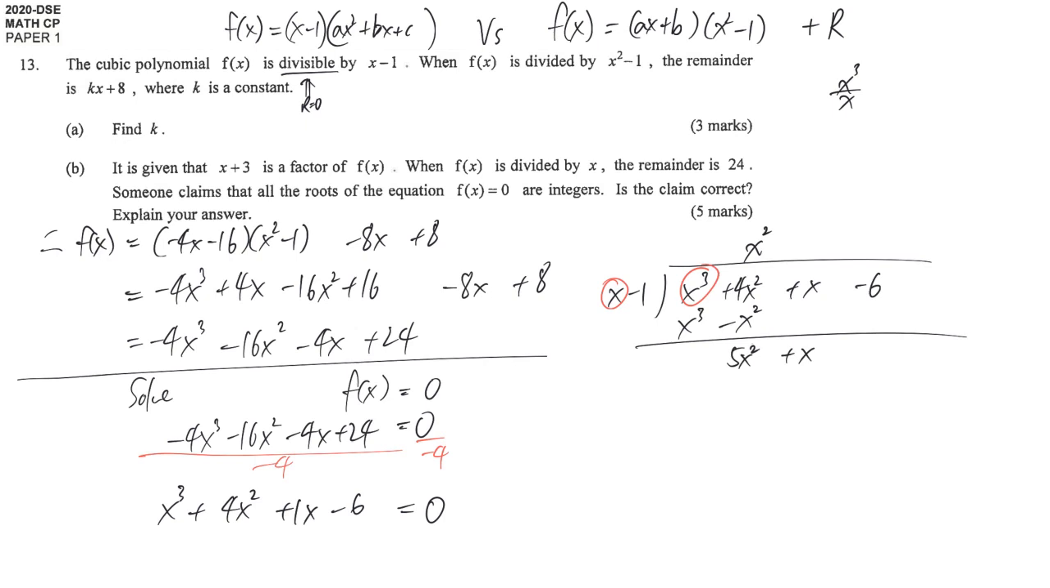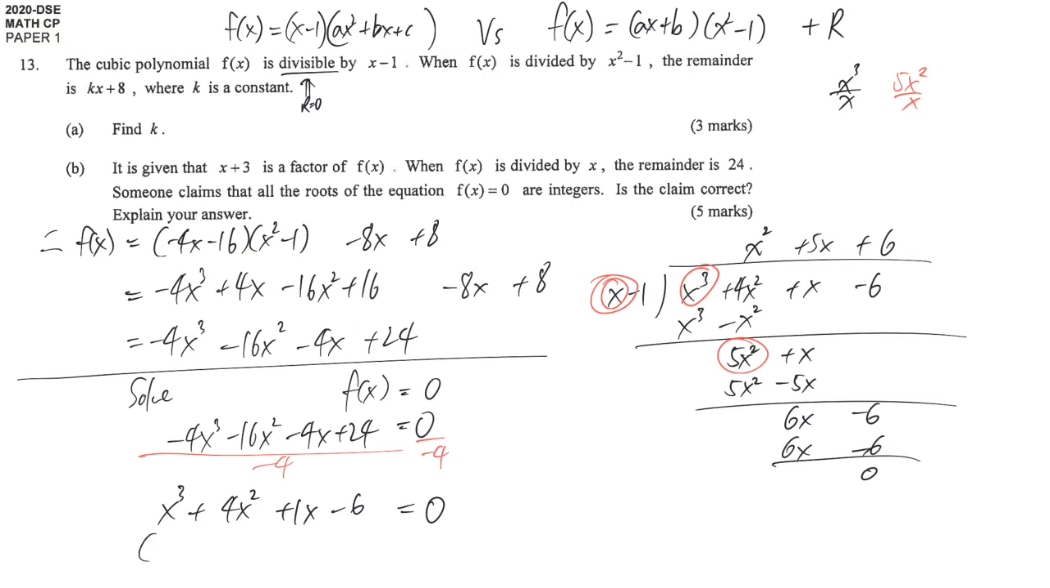Then repeat the same step. 5x squared divided by x, we have 5x. Therefore, what goes here should be 5x times the divisor. We have 5x squared, negative 1 times 5x, negative 5x. After that, we subtract, x minus negative 5, we get 6x minus 6. So this is 6. And then we find out there is no remainder, consistent with our assumption. So it is x minus 1 times the quotient, x squared plus 5x plus 6 equal to 0.